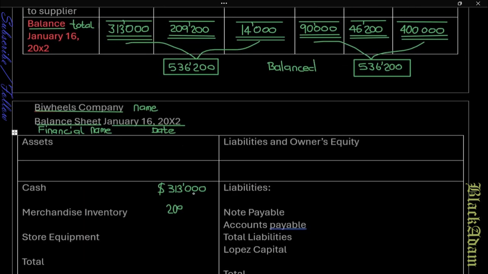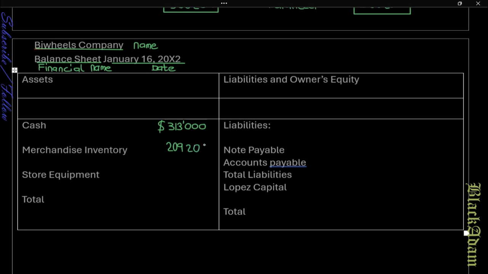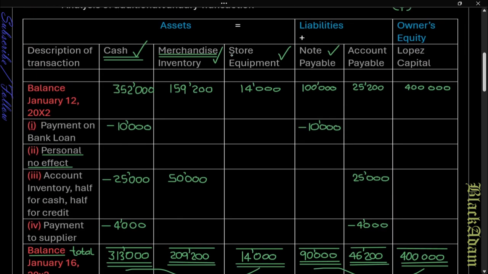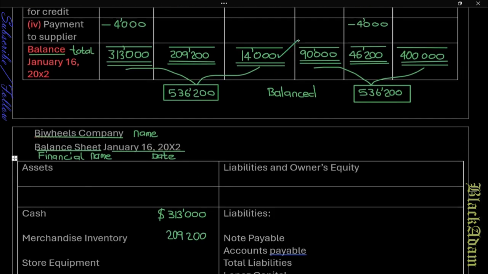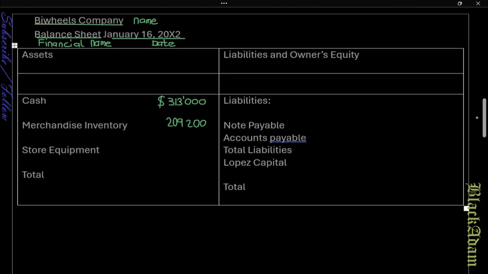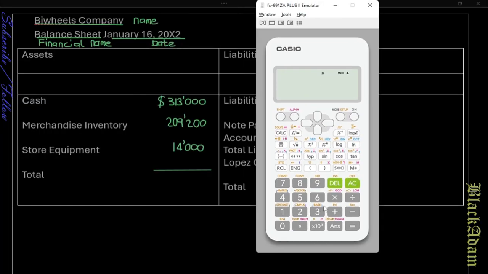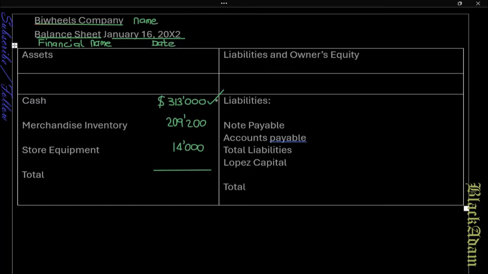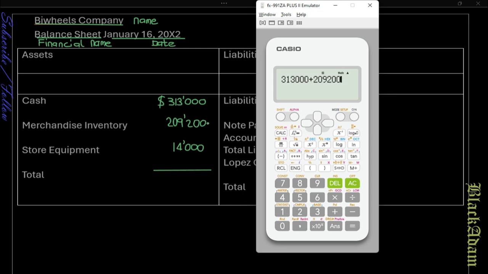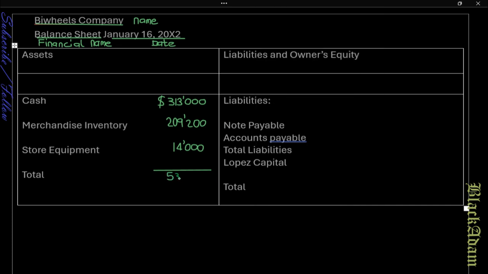So that's we have cash there, which is 313,000, and then we have inventory there, merchandise inventory, which is 209,200, and then we have store equipment there, that's 14,000. So that's our store equipment, carried on from the previous date. So adding that together gives us 313,000 plus 209,200 plus 14,000 there, giving a total of 536,200. And we do the same on the liabilities and owner's equity.